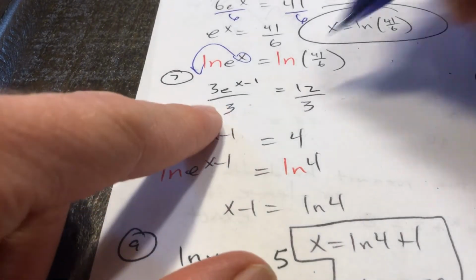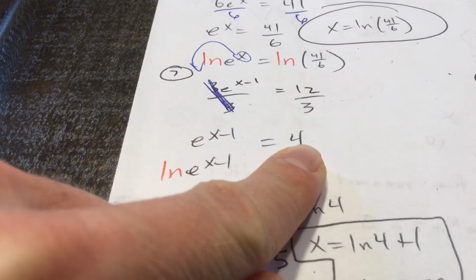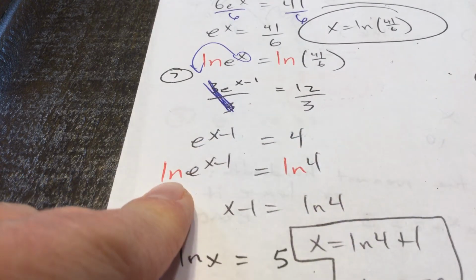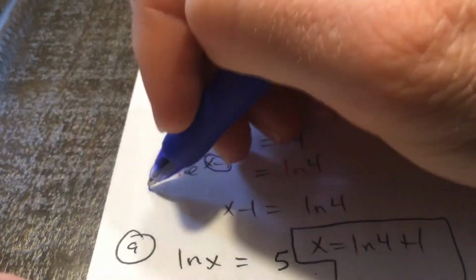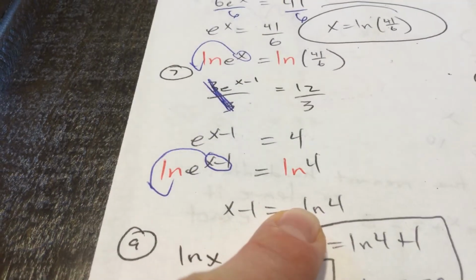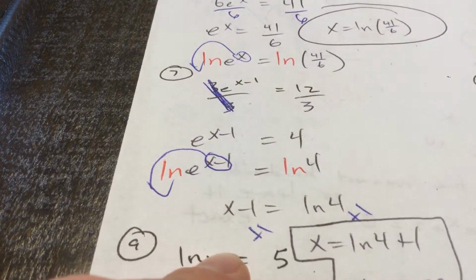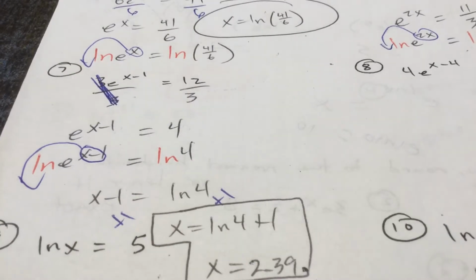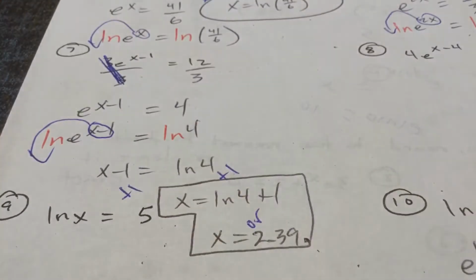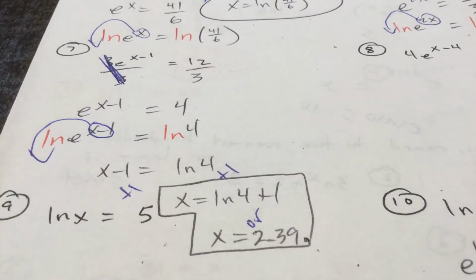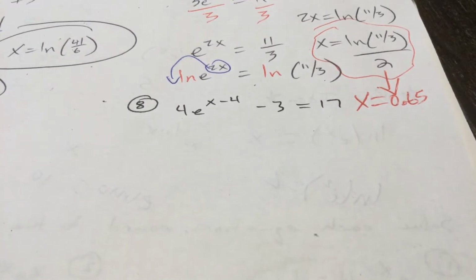Right off the bat, you divide both sides by 3. E to the x minus 1 is 4. I'm going to attach natural log to both sides. That means that x minus 1 is going to come on down. X minus 1 is natural log 4. I'm going to add 1. It's not going to be natural log 5. Natural log 4 is its own number. Natural log 4 plus 1, or that. Again, I prefer the natural log 4 plus 1. That is more exact.